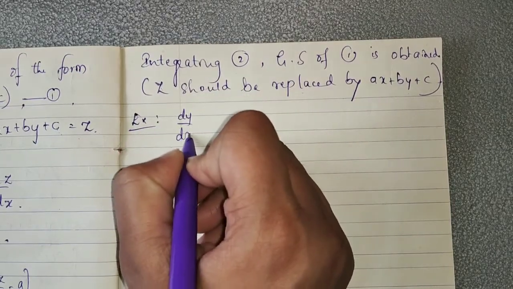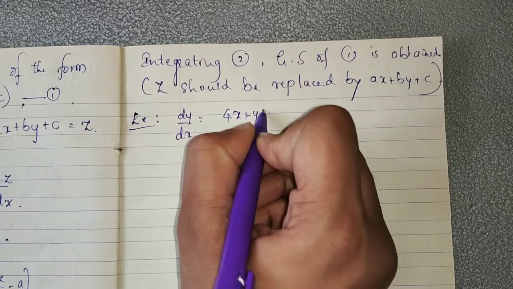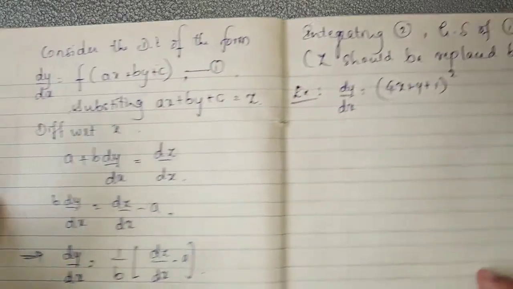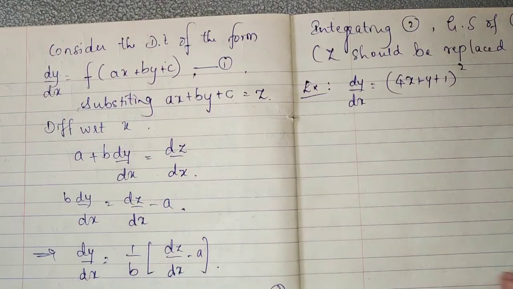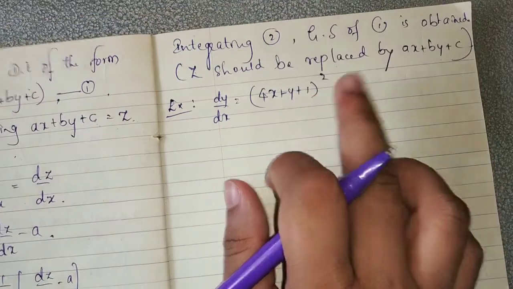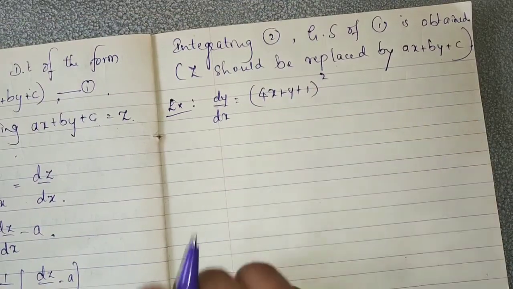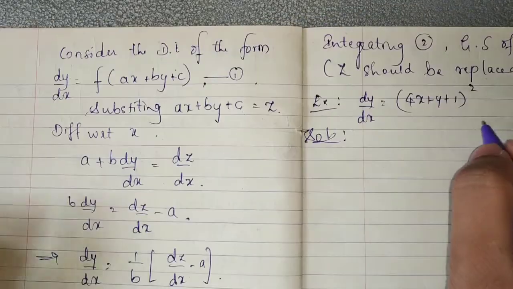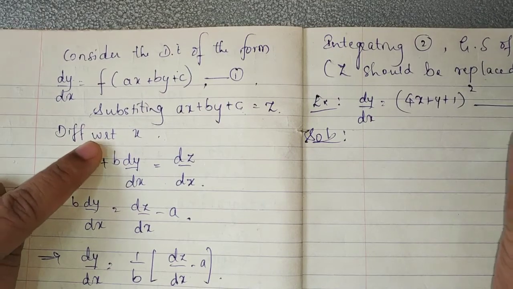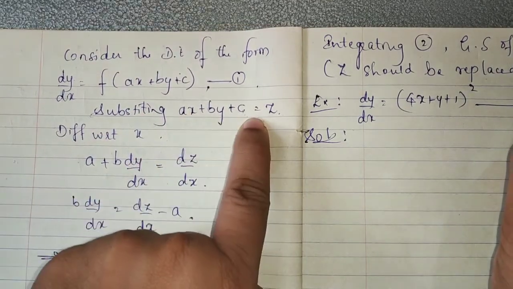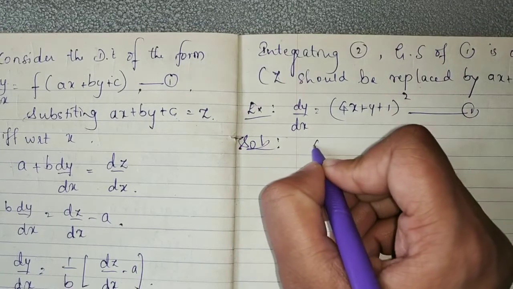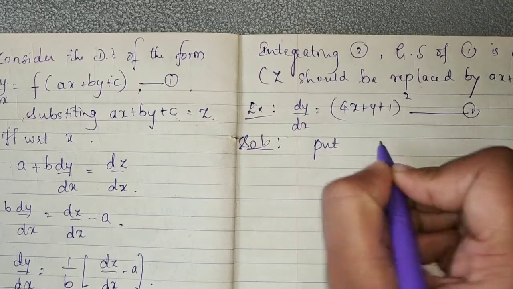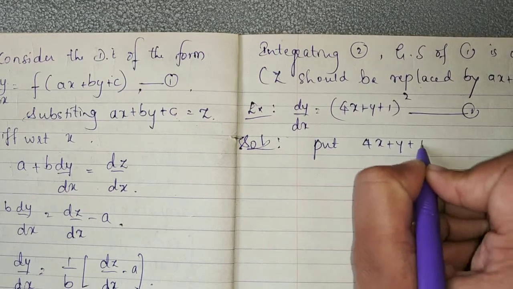dy by dx equal to 4x plus y plus 1 the whole square. Find the general solution. We'll go through the same procedure to find the general solution of the given differential equation. Call this equation 1 and substitute ax plus by plus c as z. Here ax plus by plus c is 4x plus y plus 1, right? So we substitute 4x plus y plus 1 as z.